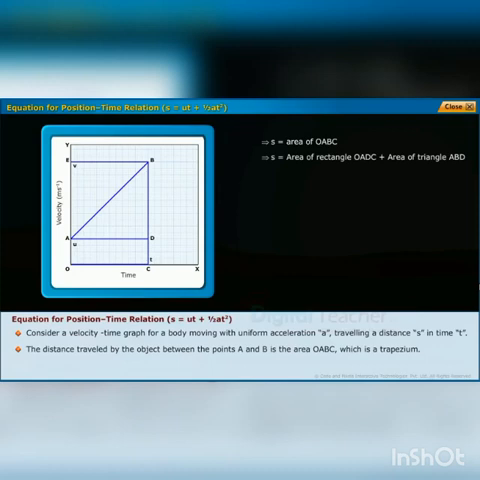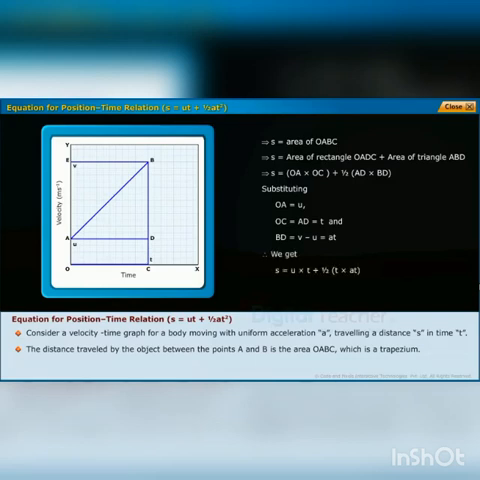Implies S equals the area of rectangle OADC plus the area of triangle ABD. That implies S equals OA into OC plus half into AD into BD. Substituting OA equals U, OC equals AD equals T and BD equals V minus U, which equals AT. Therefore, we get S equals U into T plus half into T into AT. That implies S equals UT plus half AT square.